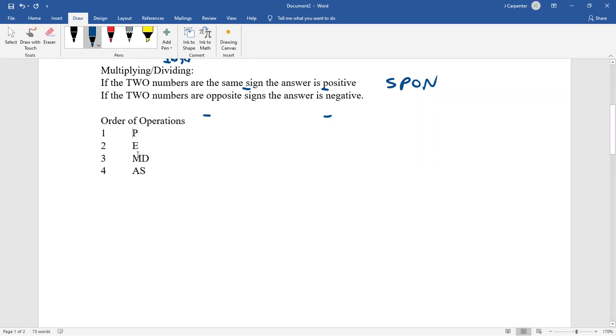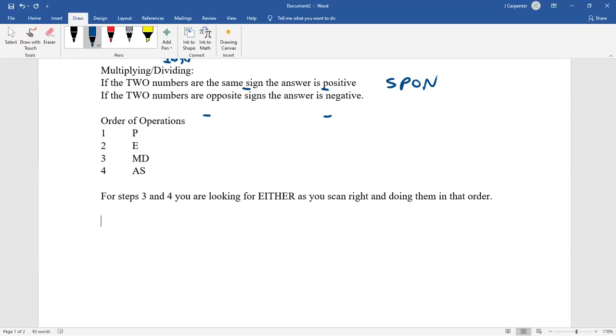So MD, multiplication and division, that means as you're looking from left to right, if you see a division first, then a multiplication, you do them in that order. So for steps 3 and 4, you are looking for either one as you scan right and doing them in that order.